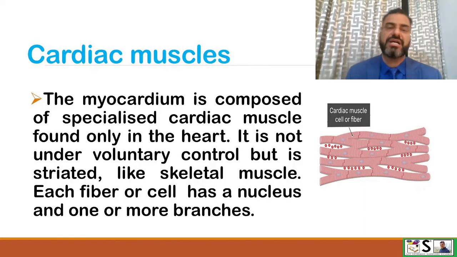And the third type of muscle is cardiac muscle. The myocardium, the main component of heart, is composed of specialized cardiac muscles, and these muscles are found only in the heart. It is again not under voluntary control, but the shape or structure is like skeletal muscle. They have strips on them, as we have seen in the skeletal muscles. Each fiber or cell has a nucleus, and sometimes these fibers are branched or sometimes non-branched.